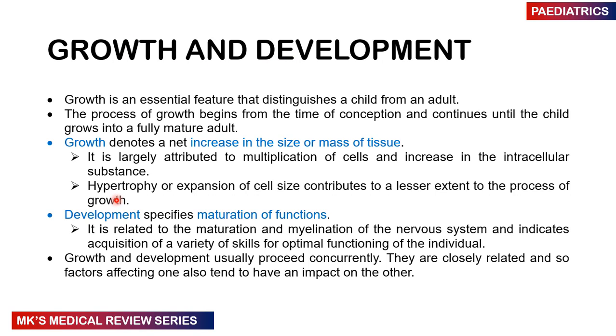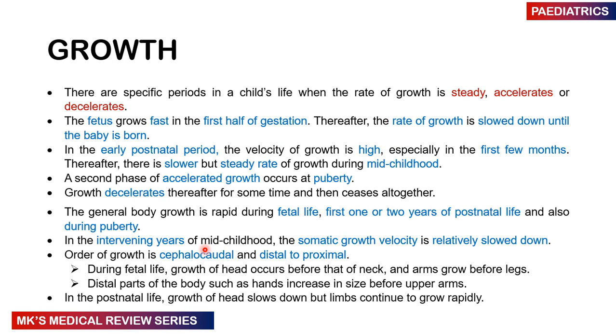And development, on the other hand, is pretty much maturation of functions. So this is going to be relating to the maturation and the myelination of the nervous system. So it indicates acquisition of various skills for optimal functioning as an individual. So remember that growth and development are going to be occurring concurrently, and they're going to be closely related, such that if you have a factor that's affecting one of them, it more or less invariably is going to affect the other. So if you have something affecting growth, it may also affect development of the child. So we'll begin with growth.